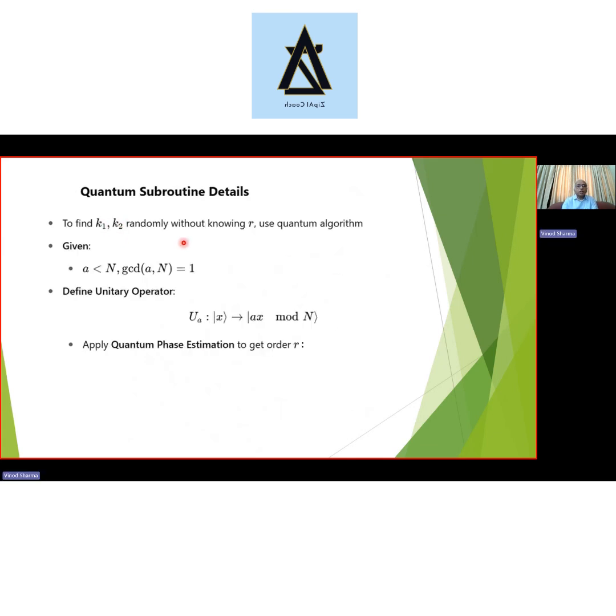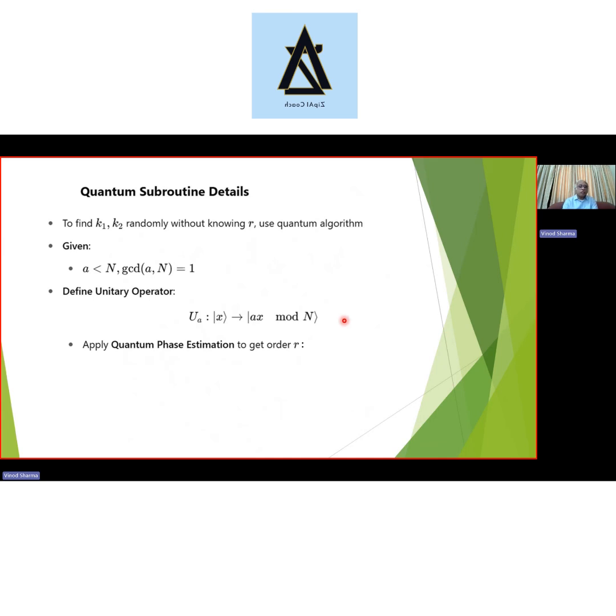To find k1 and k2 randomly without knowing r, this is the algorithm we use. If a is less than n, GCD of a and n is equal to 1, which is the case we have been going further with, you define a unitary operator UA for this given a, which maps vector x into vector ax mod n. On this, we will apply the quantum phase estimation algorithm that we have just described to get the order r, and we explain how we do that.